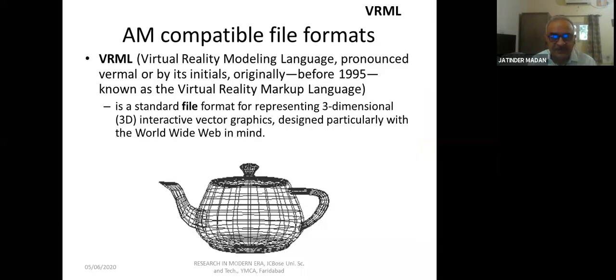So this is the last one, the VRML format. VRML is Virtual Reality Modeling Language. It was introduced in 1995, and is also known as Virtual Reality Markup Language. It is a standard file format for representing three-dimensional interactive vector graphics, designed particularly with the World Wide Web in mind. Just like an HTML file you can open in the browser, the same thing you can open this in a browser.